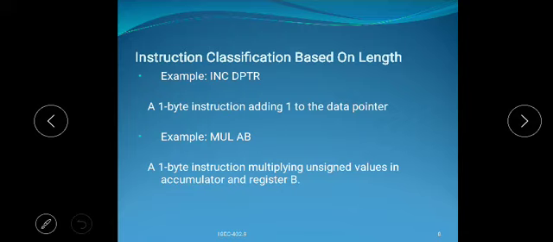And the next example, MUL AB, multiplication AB. A 1 byte instruction multiplying unsigned values in the accumulator and register B. These are the examples to represent the 1 byte instructions.